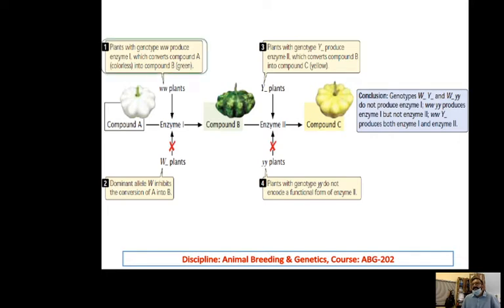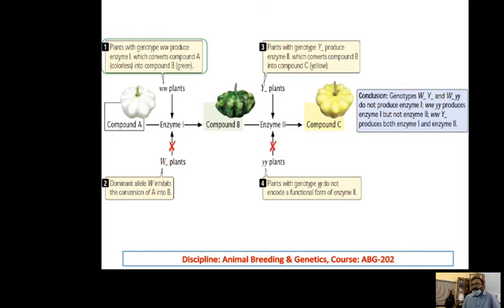The factor 1 converts compound A into B. A plant with the genotype small w, or recessive, has enzyme 1, which converts compound A into compound B, and the white color is converted to green. But if it's dominant, then what would happen? Enzyme 1 will not work and the plant will remain green.